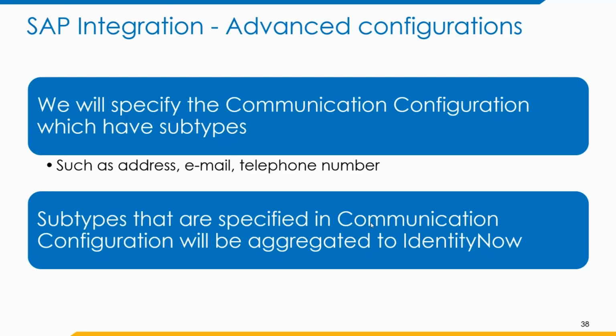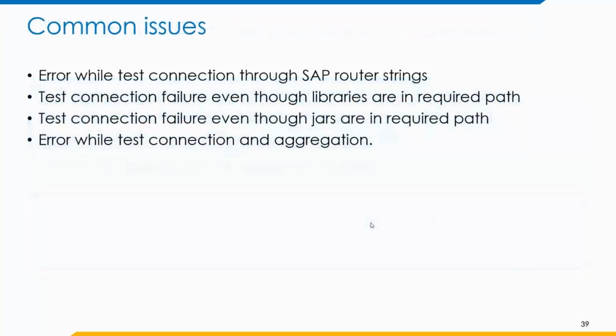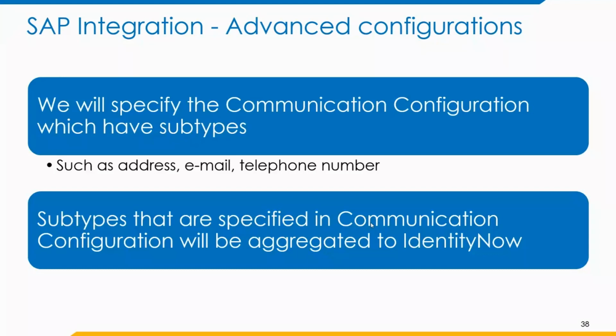So this is with respect to SAP advanced configuration settings. Once these are configured in a proper manner, as we get the information from the SAP HR system, we can test the connection and aggregate the accounts to Identity Now. Based on the identity profile that you are creating for SAP HR, the truth source, identities are created based on the identity data.